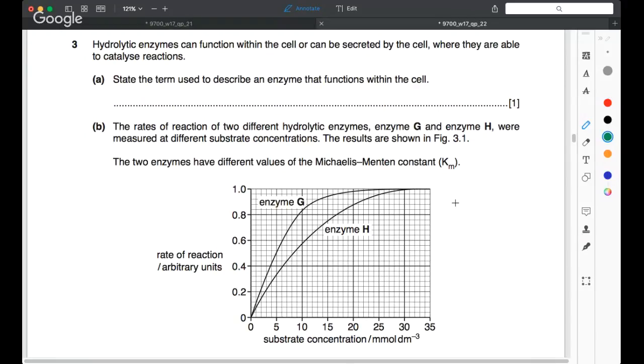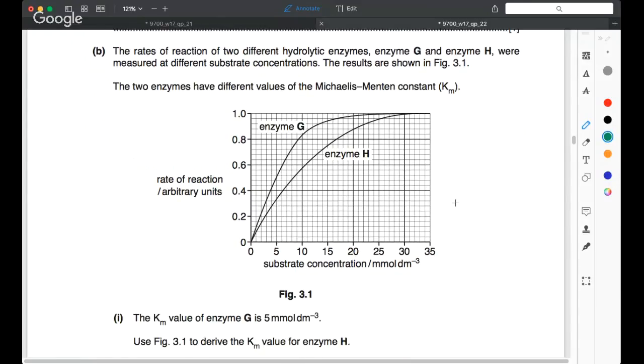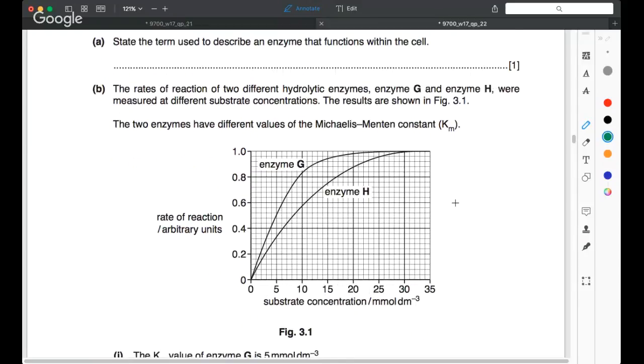Oh, intercellular enzymes. Intra or inter? Intra. Good. You wouldn't get the mark if you said intercellular.